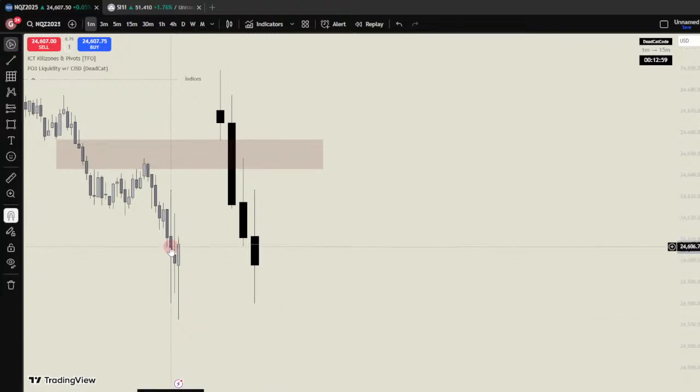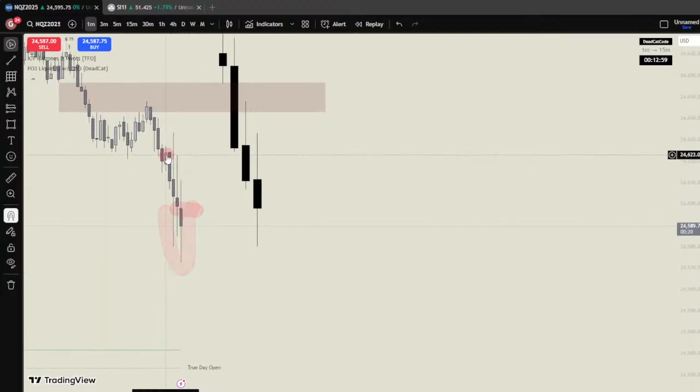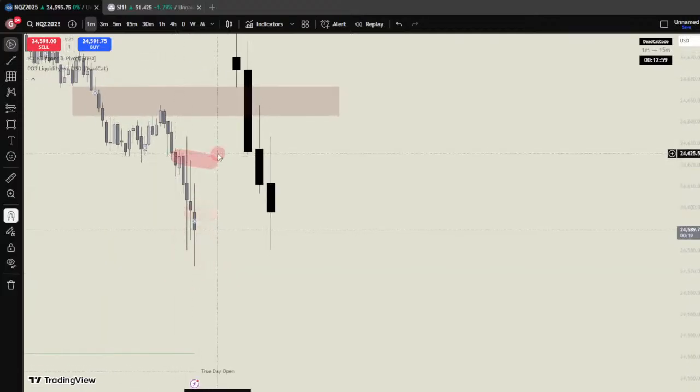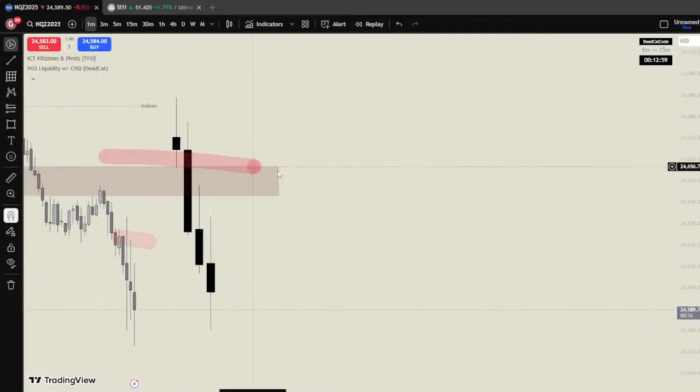Alright, already all these wicks to the downside are telling me price is gonna trade higher, so closure above here means we're gonna trade up to this fair value gap probably.